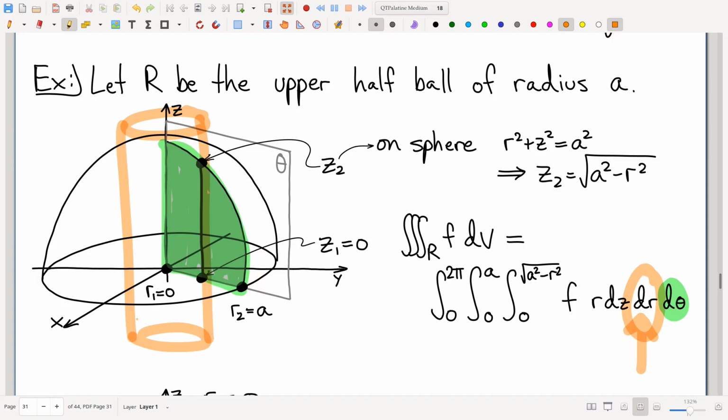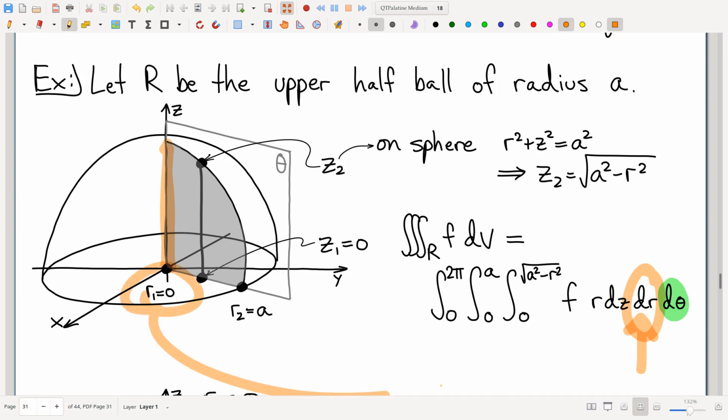How does this orange r slice intersect with this green theta slice? I hope you'll buy it if I claim that it's just this right here. It's just kind of a vertical line segment. Which means, by the way, now let's think about first and last. The first one is going to be there, per the picture, where r is obviously 0. So our lower bound is 0.